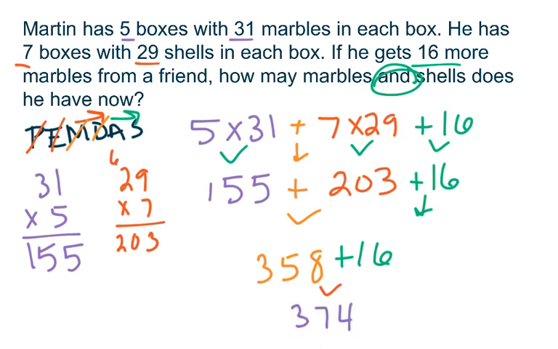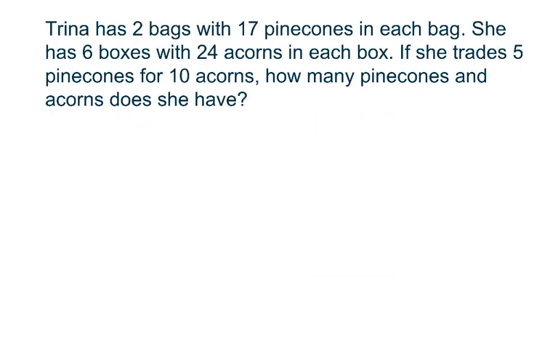And I get a final answer of 374 marbles and shells. I always need to specify what my answer means. In this case, I'm talking about marbles and shells. Okay, go ahead and try this next problem. This is going to be the last problem for this lesson.